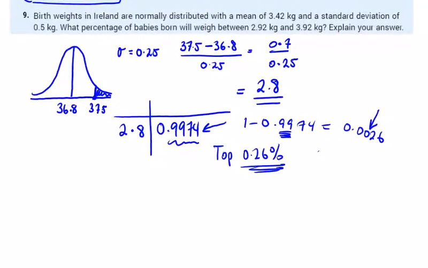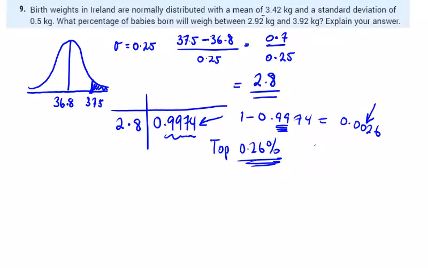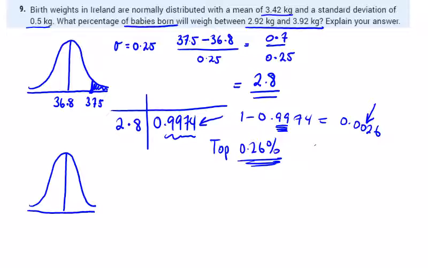Birth weights in Ireland are normally distributed with a mean of 3.42 kilos and a standard deviation of half a kilo. What percentage of babies born will weigh between these two values, 3.92 and 2.92? Now that looks to be just plus 1 and minus 1 standard deviation away, which, as I said in an earlier video, is just really introducing the knowledge of the empirical rule.